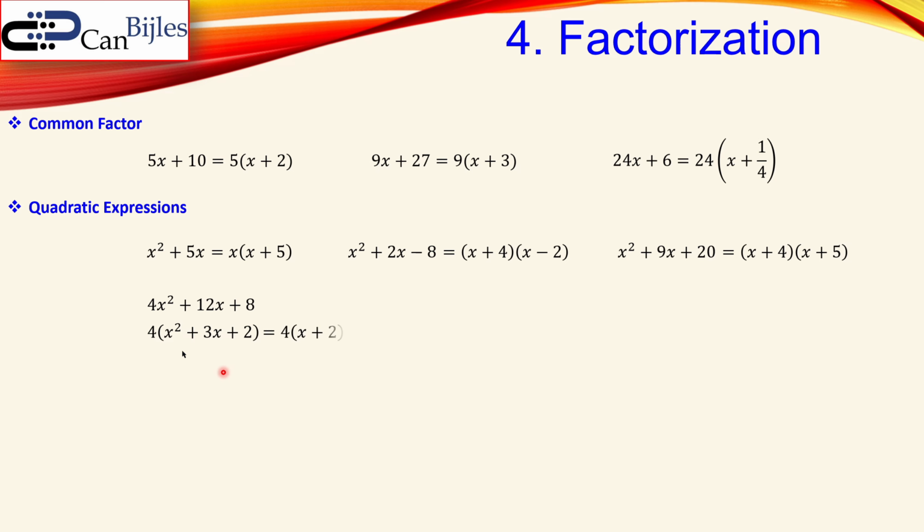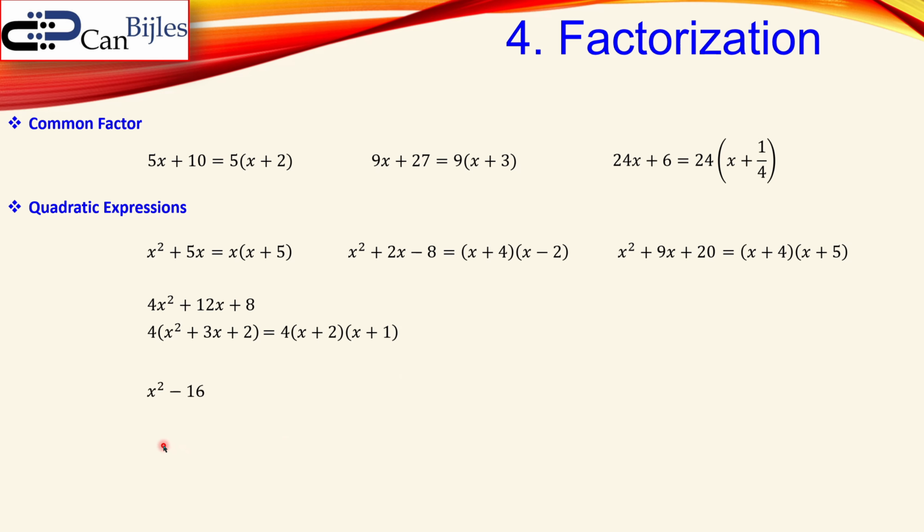So why can we do that? Now just leave that 4. So x plus 2 times x plus 1. Why? Because this is a product of two numbers, and those same two numbers added up must produce 3, which is then 2 and 1, or 1 and 2, doesn't matter. So the order is also not really relevant.